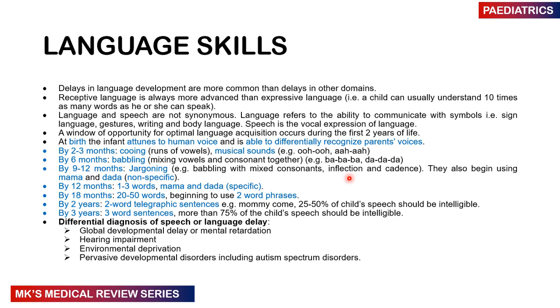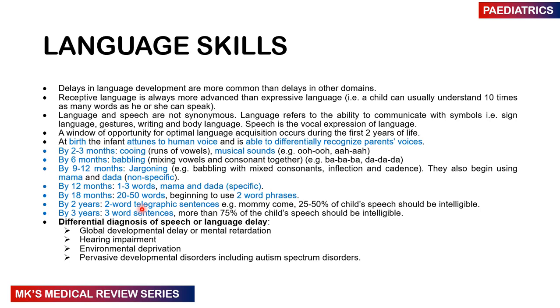This is just pretty much mama, dada. It's non-specific. Then by 12 months, by 1 year, they're able to say 1 to 3 words. So mama, dada, now it becomes rather specific. By 18 months, they can say 20 to 50 words. So usually it begins with 2-word phrases. By 2 years, they say these 2-word telegraphic sentences, mommy, come.